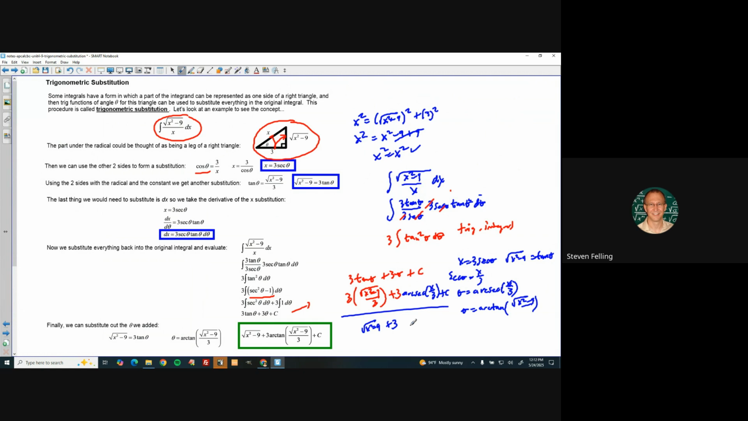Right, so you could also, what is that, times 3, is that right? Yes, there's a 3 here, divided by 3. So we could also say that this is the arctangent of the square root of x squared minus 9 over 3 plus c. And either of those answers are correct. Right? The goal is to come up with an antiderivative of this. And either of these, if you take the derivative, will produce this.